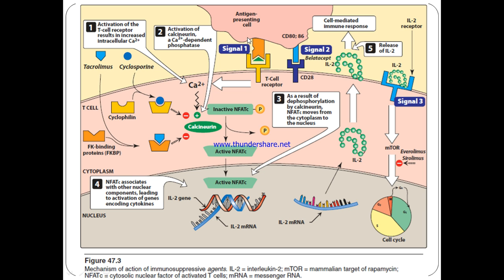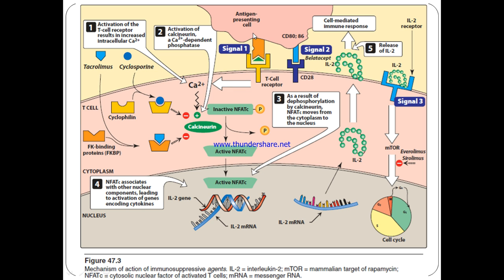Now when there is the antigen presenting cell, or APC, there will be an interaction with the T cell receptor. Of course, whenever there is an antigen-antibody reaction, it will be there. This will trigger. This is the first signal.